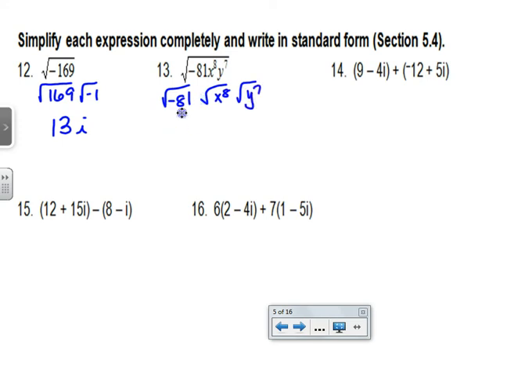So the first two should be pretty easy. Square root of negative 81 is just 9i. Remember, square roots have little 2's here technically, and we're going to divide the power divided by the index of the root. So 8 divided by 2 is x to the 4th. And then same thing on the y's.